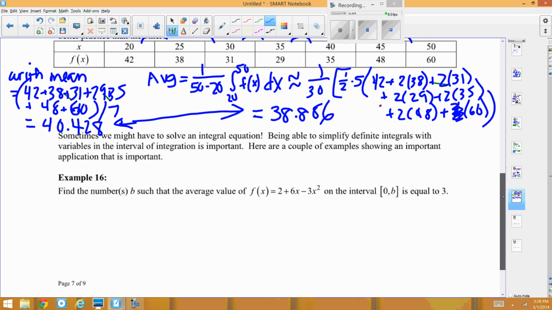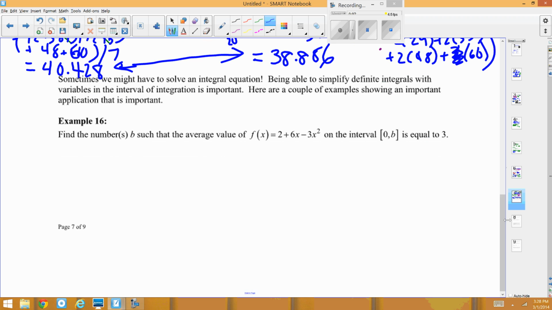All right, and this here, sometimes we might have to solve an integral equation. How exciting. All right, so we're going to have to simplify them. And here are a couple of examples showing an important application. So it's very important, so we might as well do it. Find the number b, or numbers, so that the average value of that function on that interval is equal to 3. So let's say the average value, 1 over b minus 0, of this function.